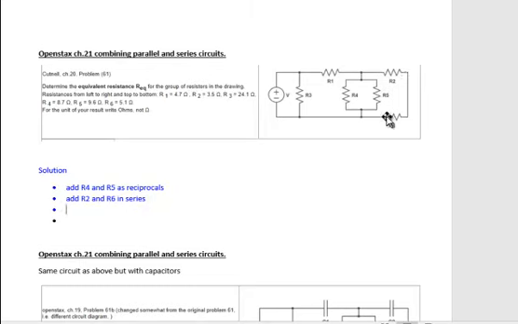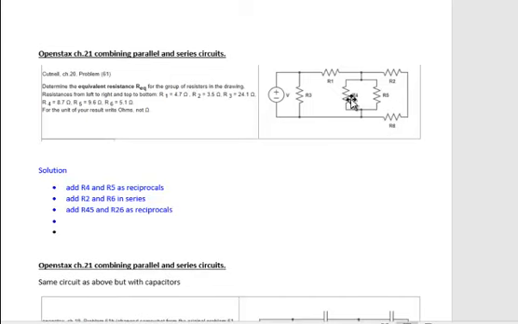Now, these two here are in parallel with these two. So add R4 and 5, after we had combined them already, and R26 as reciprocals. There we go. By the way, if I had been a little smarter, I could have just said, okay, R2 and R6 are in series, and then all three of them are actually in parallel, R4, R5, and the combination back here. But either way works.